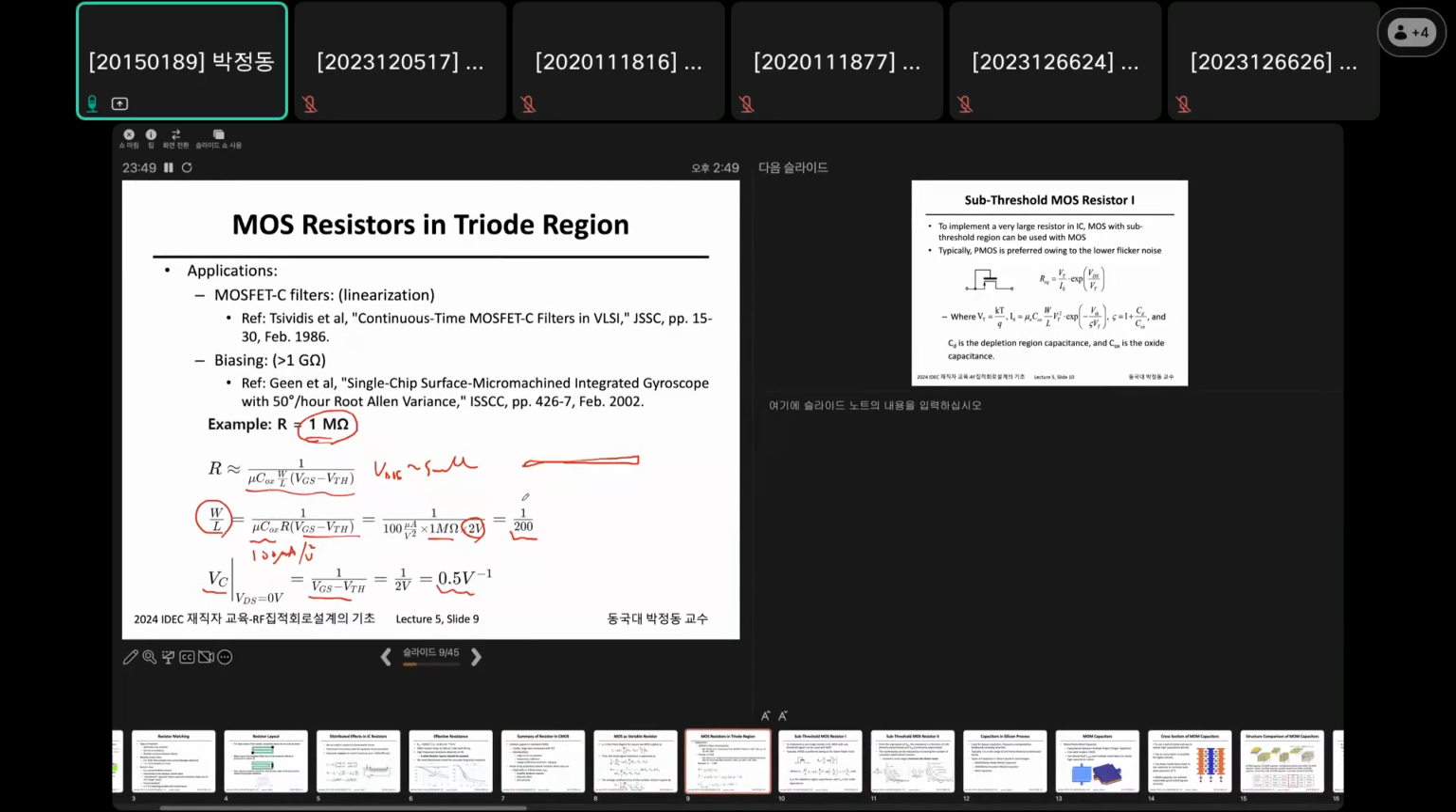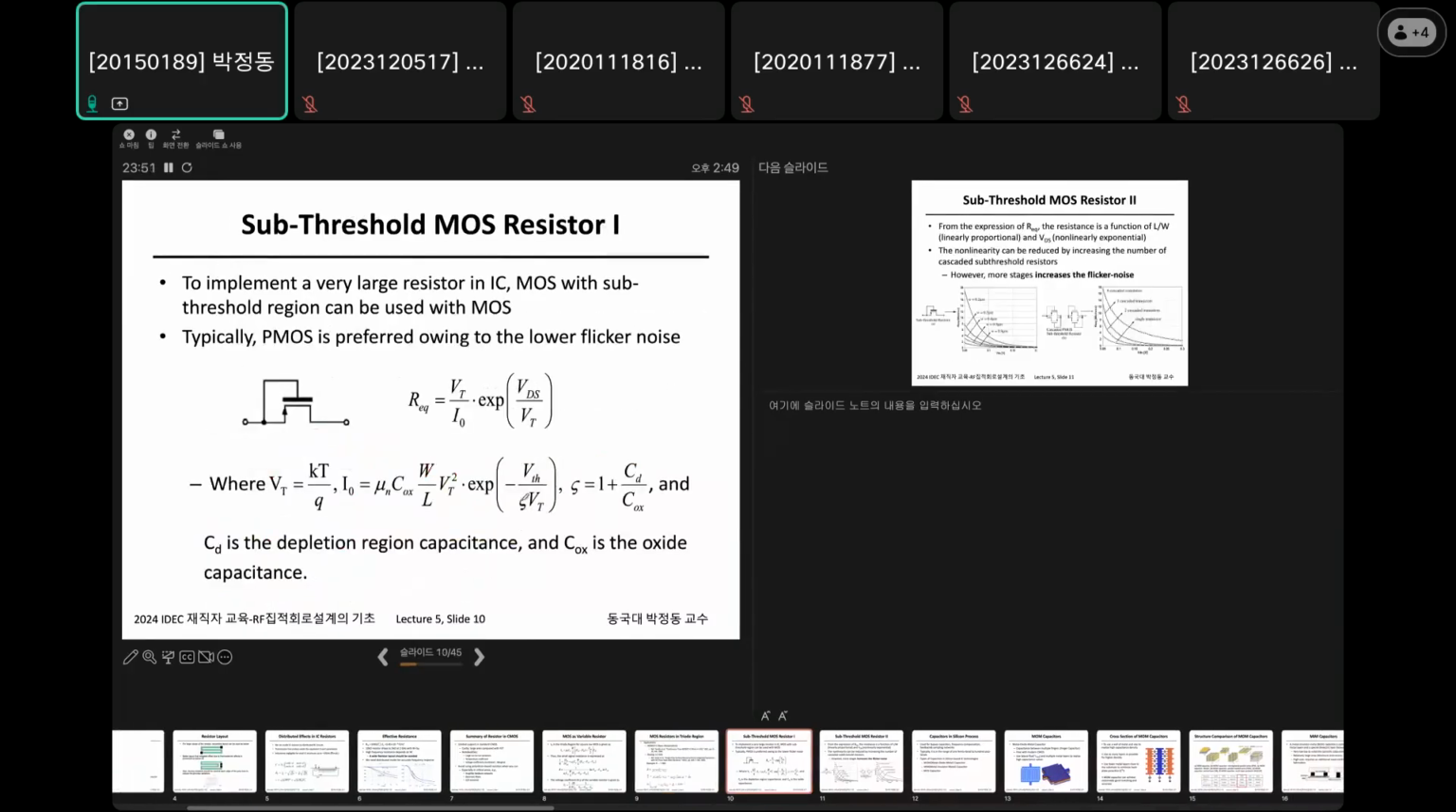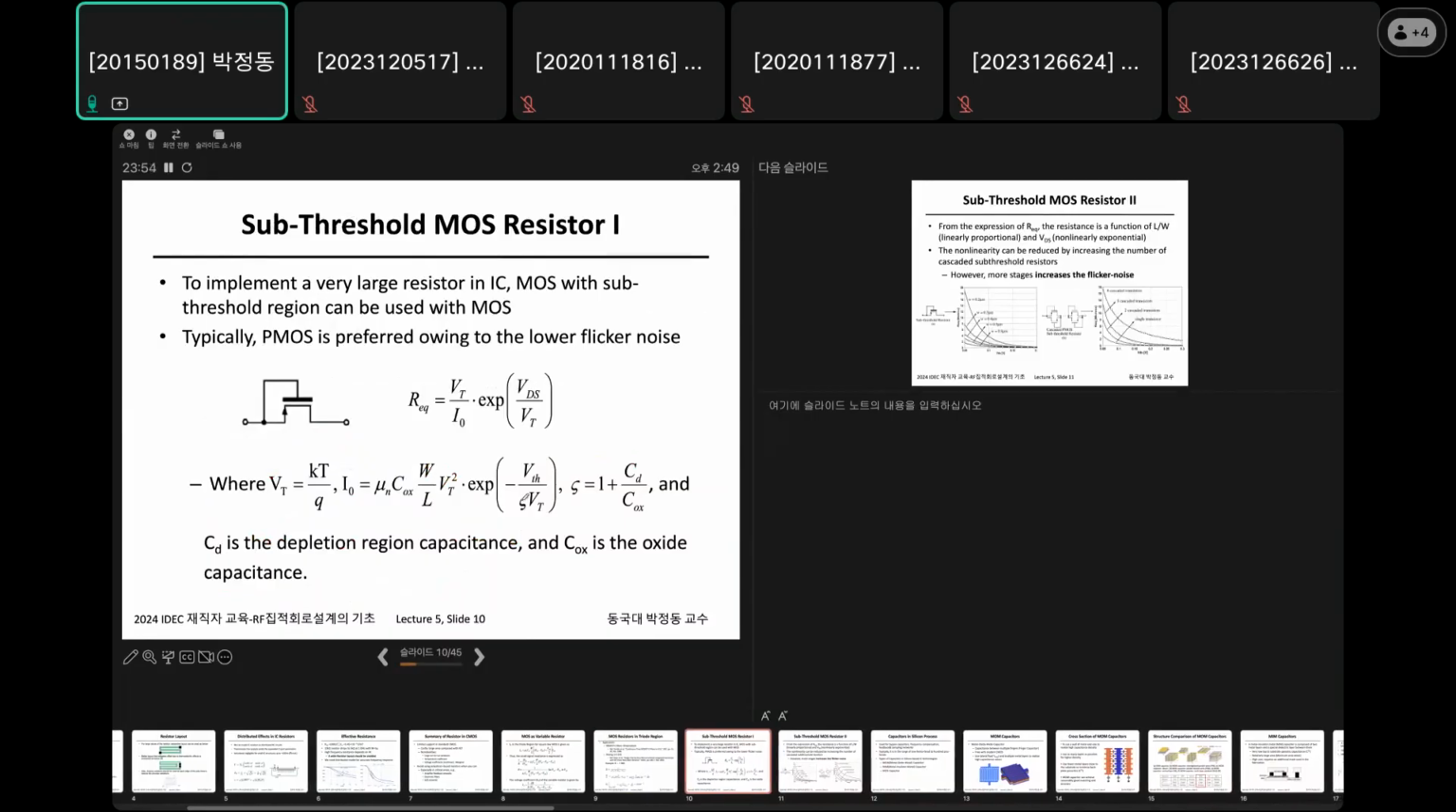So how can we achieve a mega ohm range resistor with FETs? There is a good way of doing it. Just make VGS equal to 0. In this case, there is no channel at all; this is just cutoff. Then, as can be seen here, this is acting like a sort of diode.